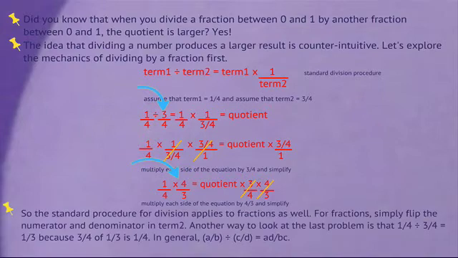So the standard procedure for division applies to fractions as well. For fractions, simply flip the numerator and denominator in term 2. Another way to look at the last problem is that 1/4 divided by 3/4 equals 1/3, because 3/4 of 1/3 equals 1/4. In general, the quantity A/B divided by the quantity C/D equals AD divided by BC.